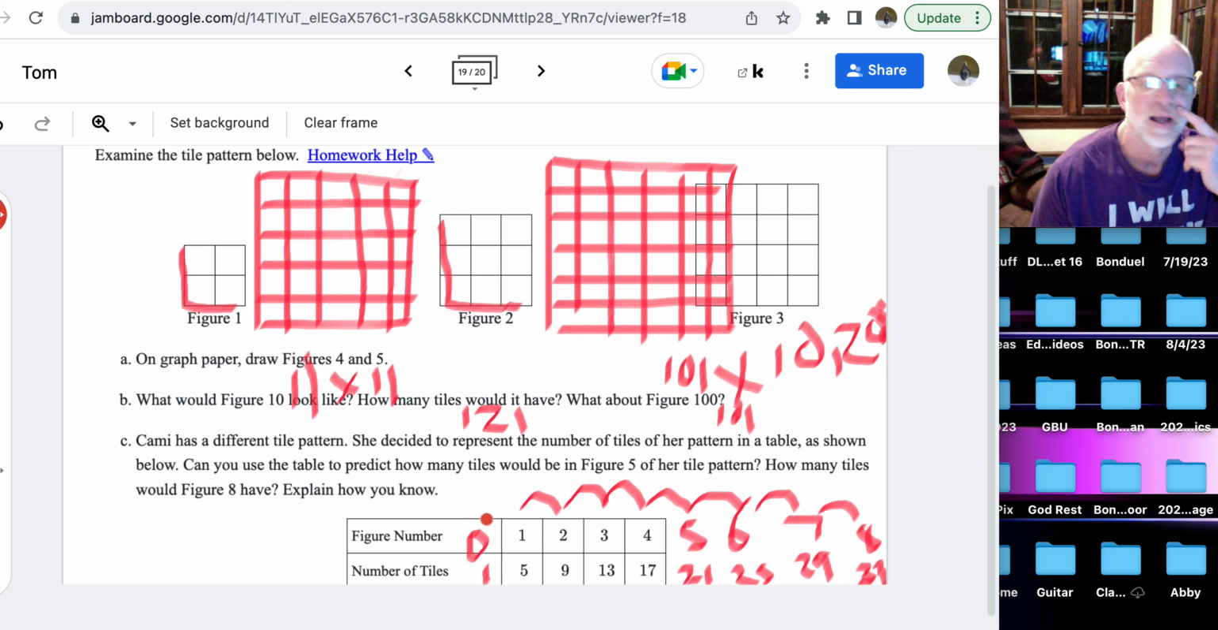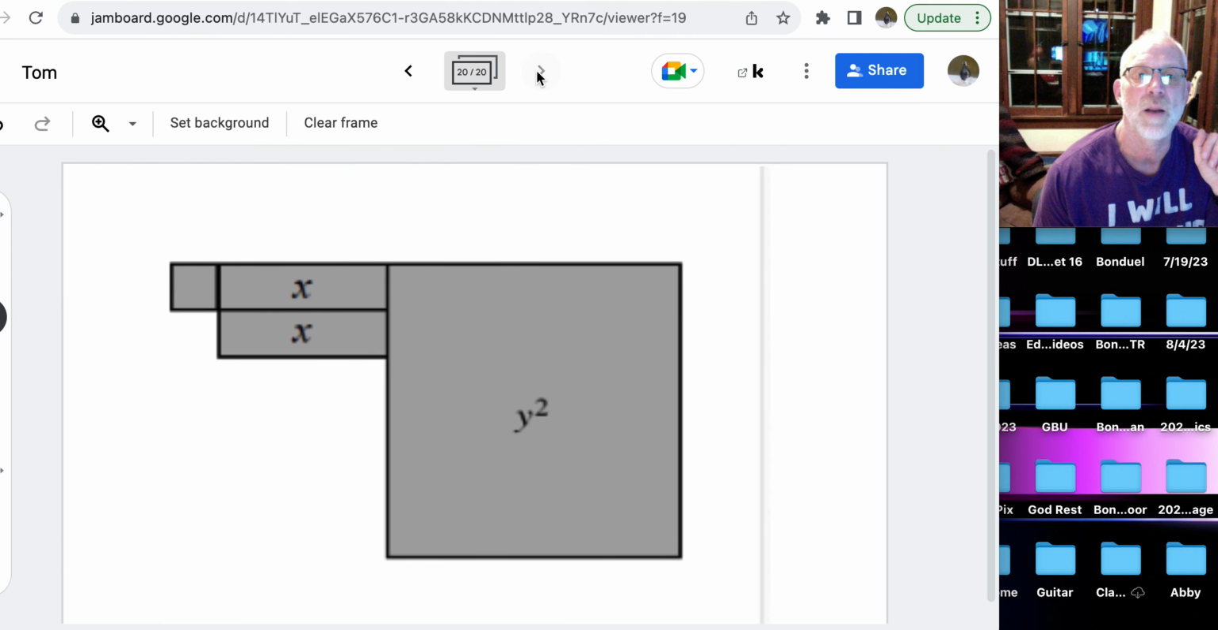So then some people started thinking, okay, I know it goes up by 4 and it starts at 1. So then they went, well, 0 times 4 is 0 plus 1 is 1. 1 times 4 is 4 plus 1 is 5. 2 times 4 is 8 plus 1 is 9. 3 times 4 is 12 plus 1 is 13. 4 times 4 is 16 plus 1 is 17. Then they jumped to 8 and they said, well, 8 times 4 is 32 plus 1 is 33. So there's different ways to arrive at those answers, and this is why this is so much fun.